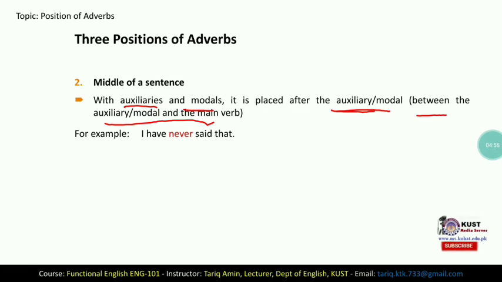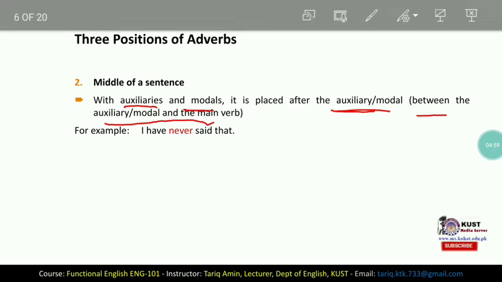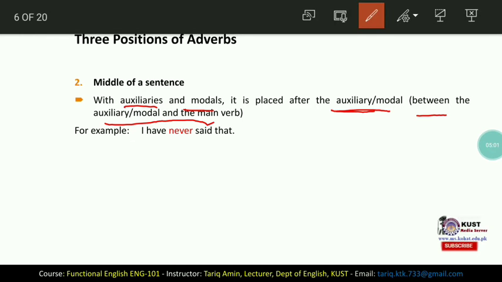Let's discuss some examples. "I have never said that." In this example, "have" is an auxiliary verb, and we can see that "never" is used after it. And "said" is the main verb in this example. We can see that the adverb "never" has been used in between these two types of verb, the auxiliary verb and the main verb. And with the auxiliary verb, we can see that it is used after it.